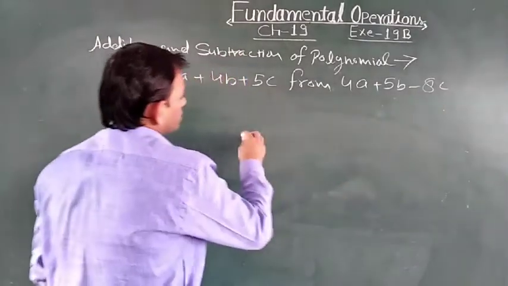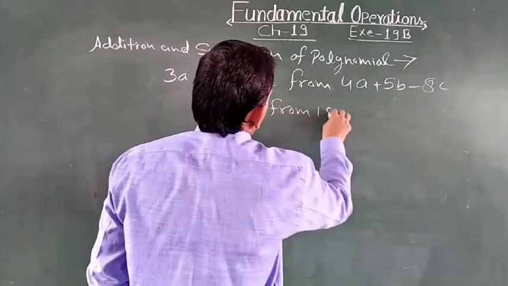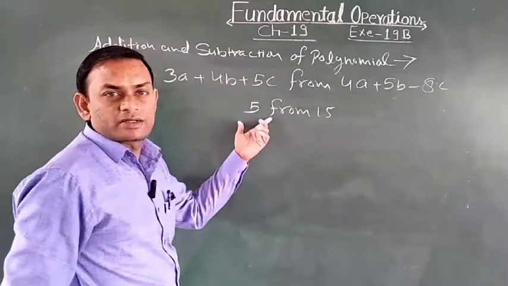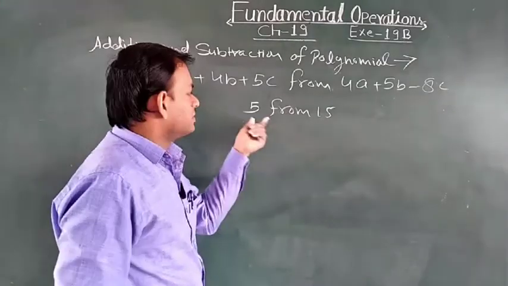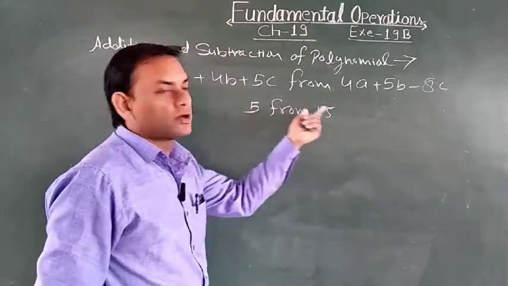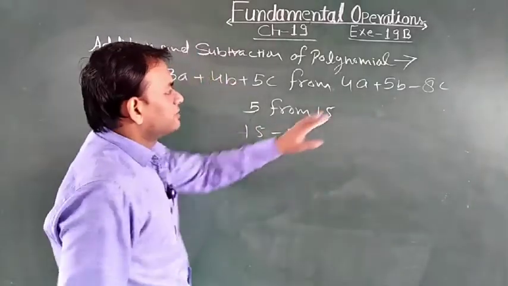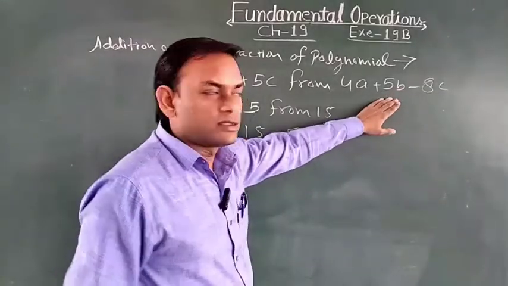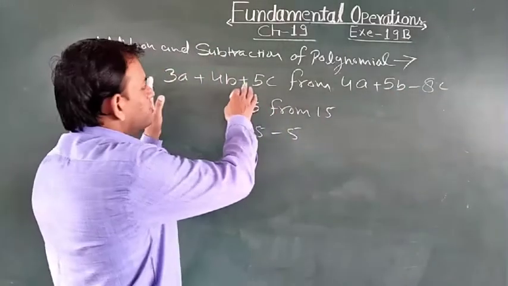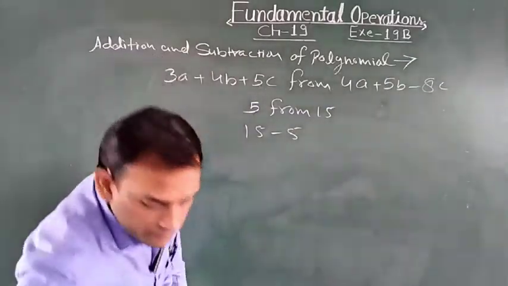It is a question like this: you have to subtract 5 from 15. So how do you subtract it? Whenever you find "from" in a subtraction, it means you have to subtract the first value from the last value, meaning 15 minus 5. The same thing we have to do here. First of all, we will write this one, then put the minus sign, and then write the other. It means we have to subtract this polynomial from this one.